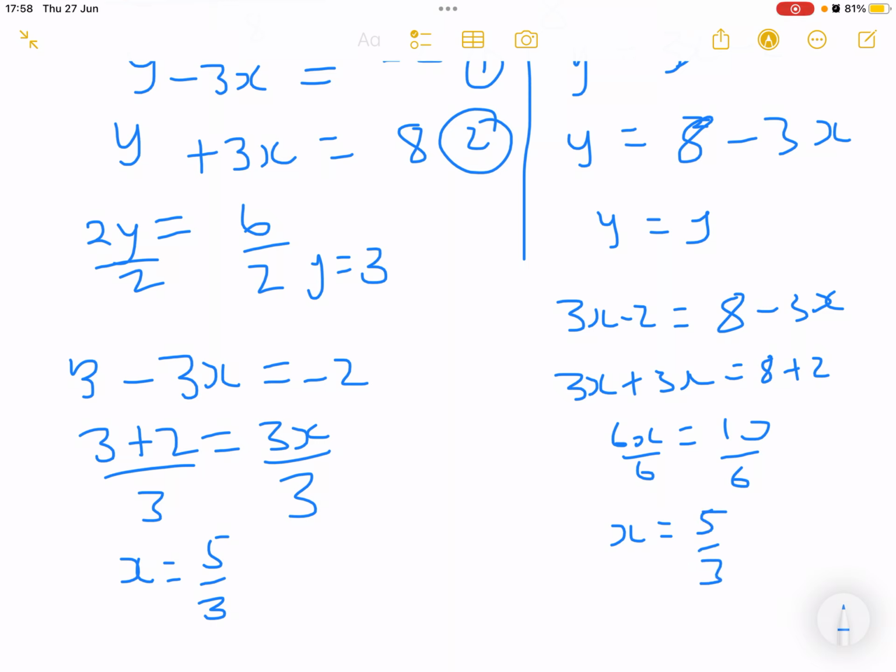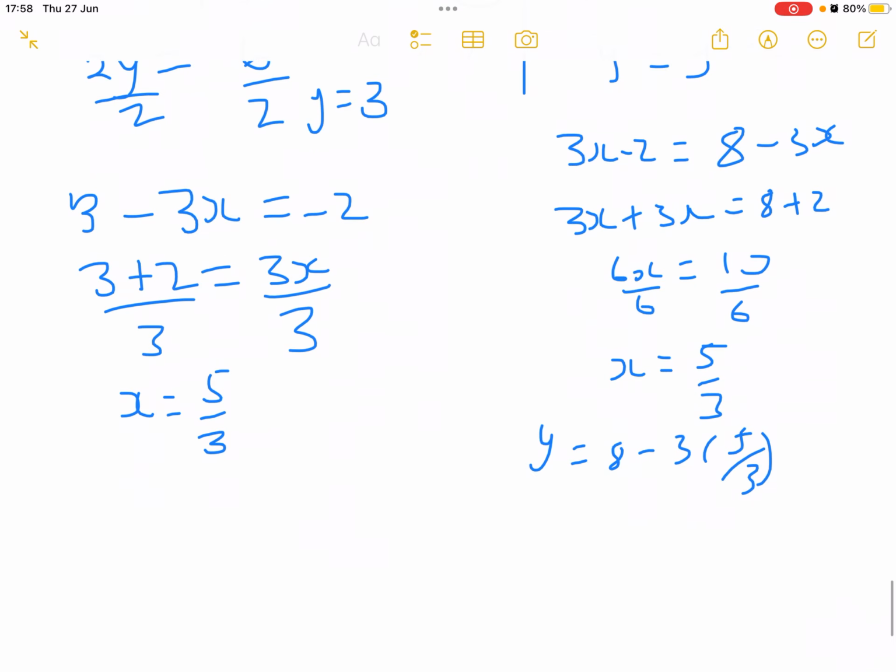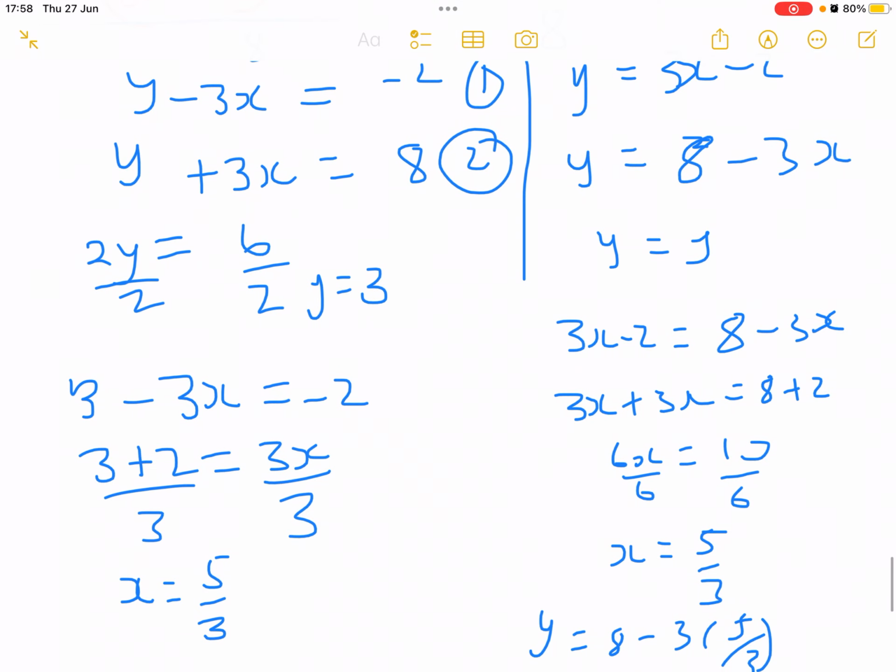Then I go on to either one of the equations and say y is equal to 8 minus 3 times 5 over 3. Then I get 8 minus 5 is equal to 3. So you can do it in both methods and still get the same answer. That was the substitution and the elimination method.